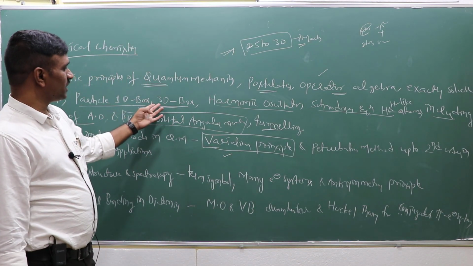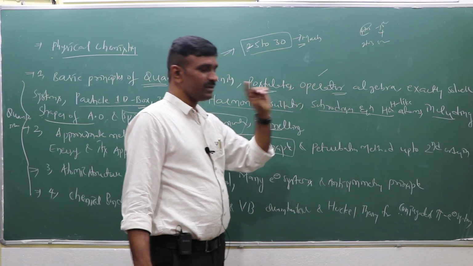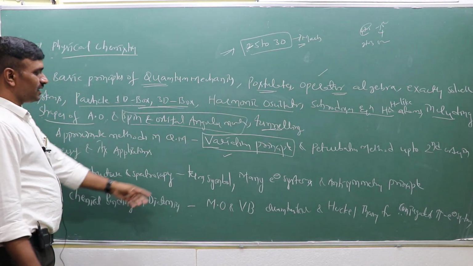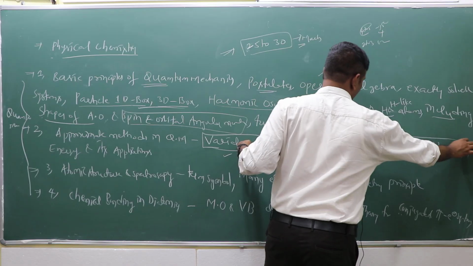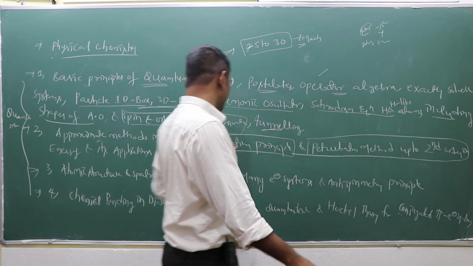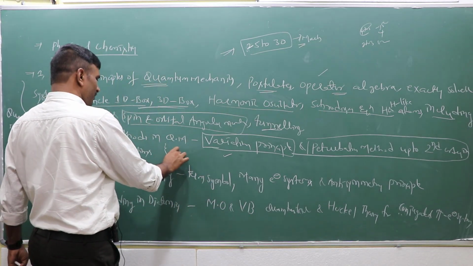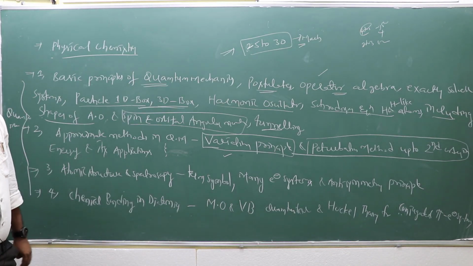So one is the particle in 1D, 3D box, compulsory, and either it may be the harmonic oscillator or the Schrodinger wave equation, compulsory question is there. Another one is based on the variation method, and another one may be the perturbation method up to second order in energy and its application. From this area, compulsory, there is a chance of a 4 marks question.